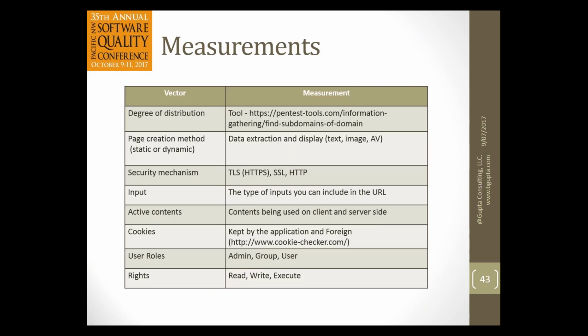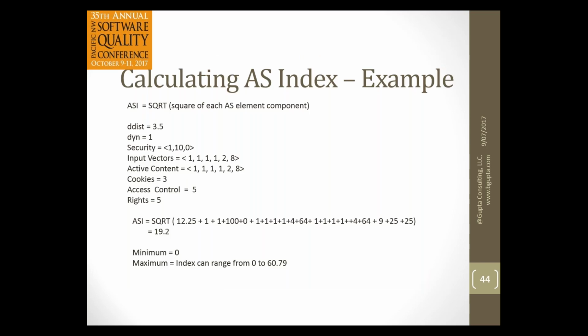Then what we try to do is look at these vectors. What's the degree of distribution? How many leaks do you have in your system? Do you have static pages or dynamic pages? If you have static pages, you have less probability of being hacked because there's not much going on. You're not collecting data from the database. The other vector is your security mechanism. Are you just using HTTP or using HTTPS? Then your input: what can you include in your input when you try to get to your system? Cookies, what user roles are you supporting, what kind of rights do you have? So there are different vectors that have been identified, and you can measure your index based upon these vectors.